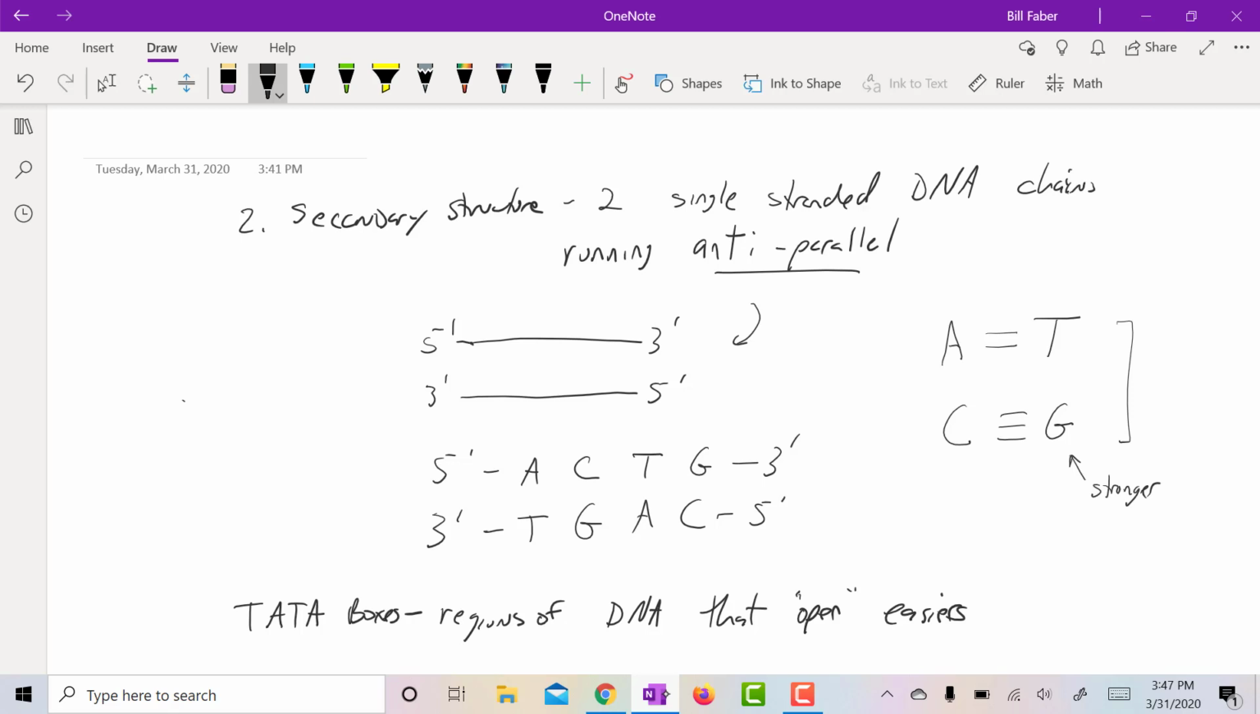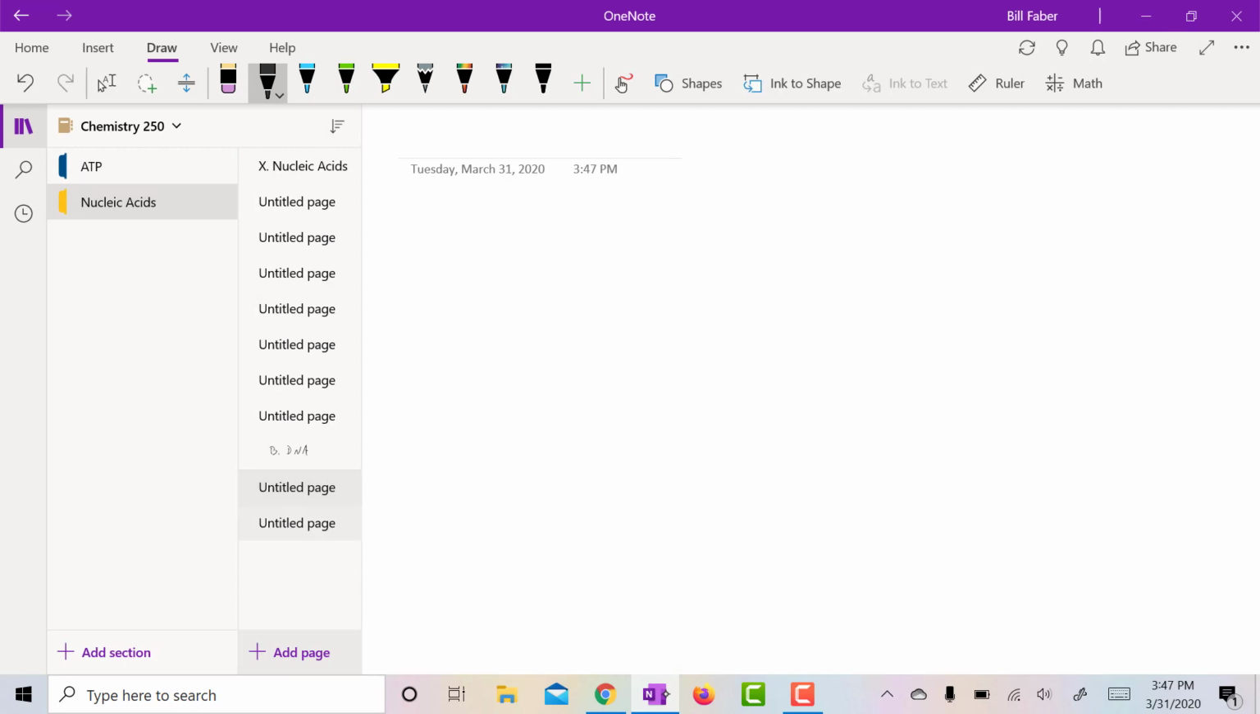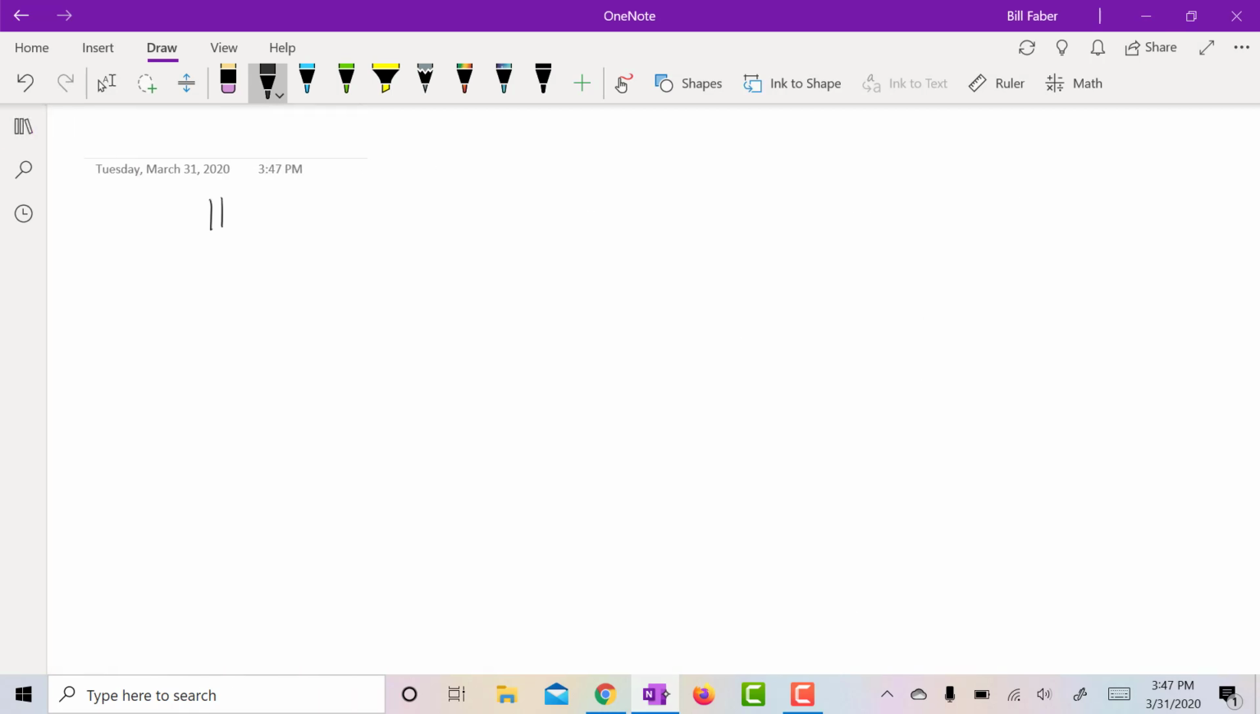So these hydrogen bonds, I'll write this on the next page: hydrogen bonding helps to stabilize the secondary structure. All right. So know that they run anti-parallel, and that C binds with G and A binds with T.